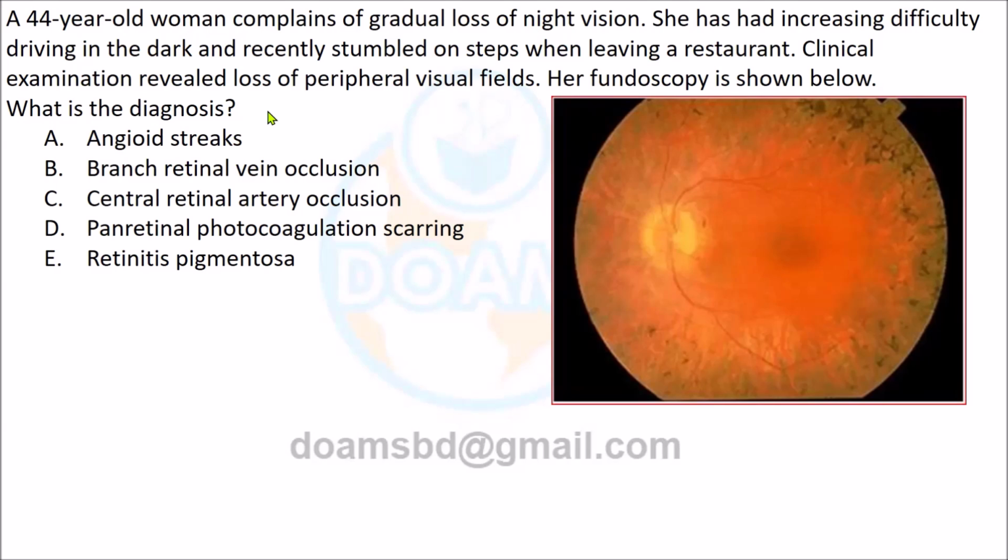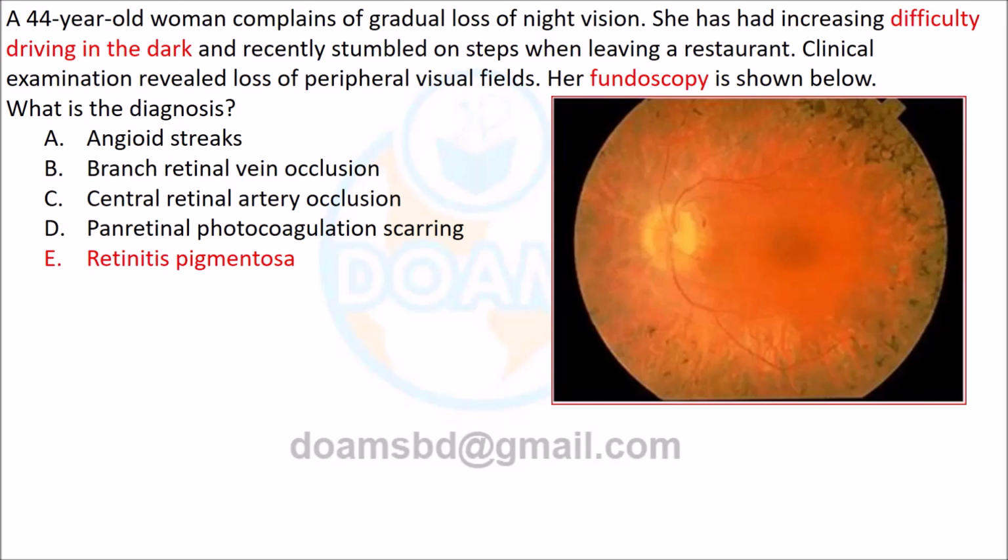A 44-year-old woman complains of gradual loss of night vision. She has had increasing difficulty driving in the dark and recently stumbled on steps when leaving a restaurant. Clinical examination revealed loss of peripheral visual field. Her fundoscopy is shown below. What is the diagnosis? I appreciate that your diagnosis is very right: retinitis pigmentosa.